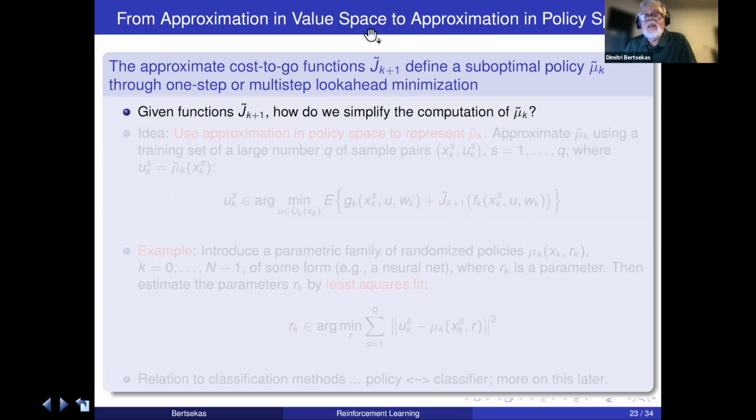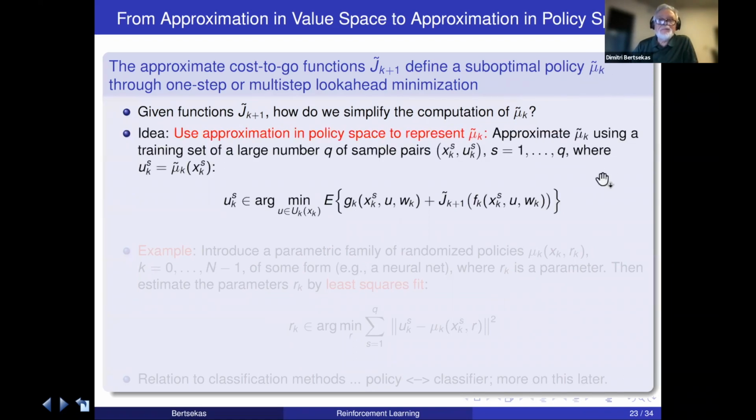Okay, it's also possible to combine approximation in value space with approximation in policy space. Remember, the approximate cost-to-go function is J tilde. The J tildes that define the one-step look-ahead policy, mu tilde_k, or the multi-step look-ahead policy, lead to a computation that's quite substantial. How do we simplify this computation? Well, one possibility is to take this suboptimal policy and approximate it by approximation in policy space.